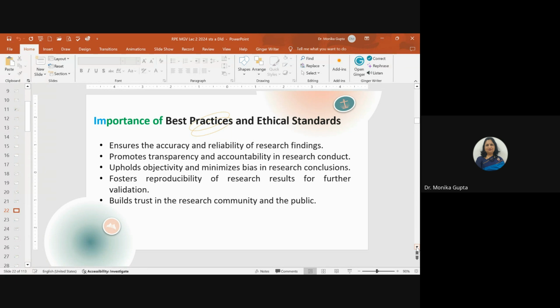Objectivity minimizes bias and ensures conclusions are based on sound evidence. Reproducibility allows for further validation and strengthens the foundation of research knowledge. Ultimately, ethical standards underpin the public's trust in research and its contribution to society.